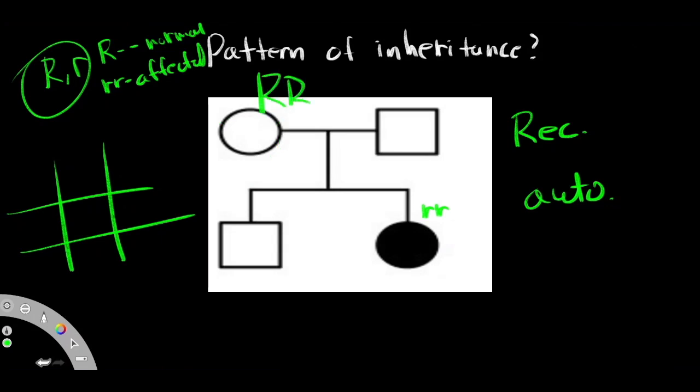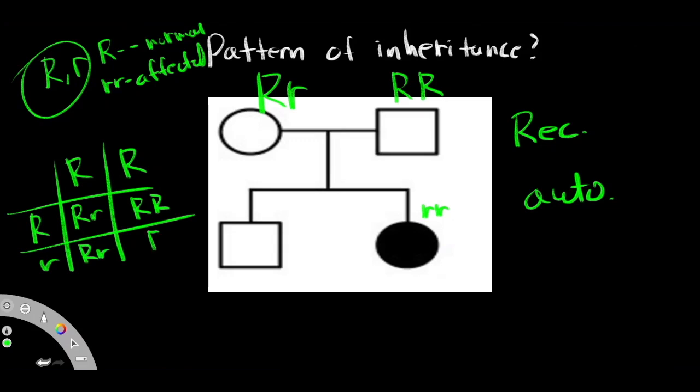So is this going to be big R, big R, or big R, small r, or big R, small r, big R, small r? It has to be this, because if you were to do it this way, look what happens. Big R for the male, let's say big R, small r for the female. You get big R, big R, big R, small r, big R, big R, big R, small r. All of them end up being normal. None of it leads to a possibility of having a small r, so it has to be heterozygous for both parents. Alright, so let's change that to a small r over there.